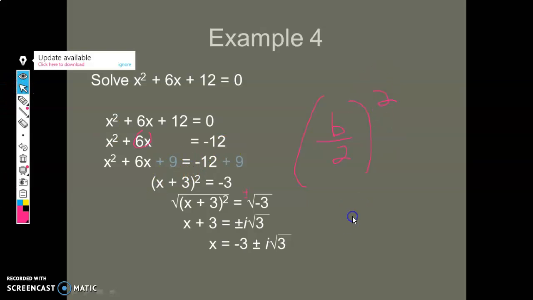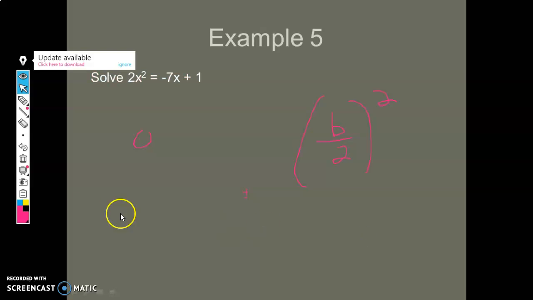All right, let's look at a tougher one, which is example 5 here. This is the first problem where x squared has a number in front of it, okay? So first, let's move the x terms to the same side.